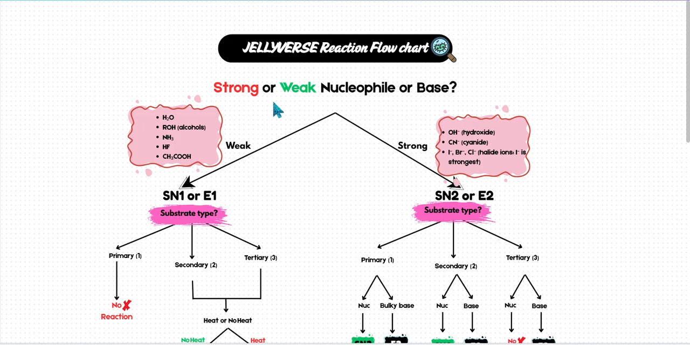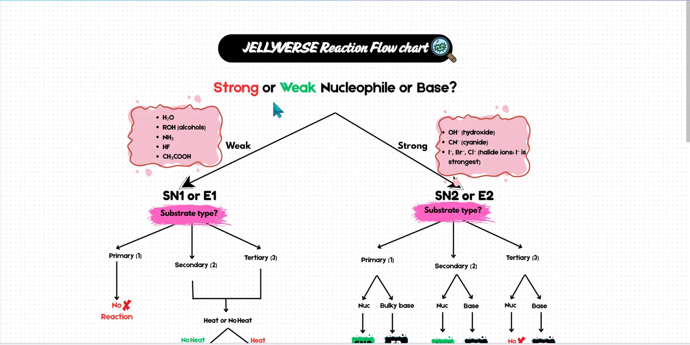Now, with respect to the E1, which is the elimination unimolecular, it's also made up of two steps. The leaving group leaves and the proton is removed. So for an elimination reaction, a double bond is always formed. So that's the difference between SN1 and E1. A double bond is always formed because a hydrogen or proton is removed for a double bond to be formed.